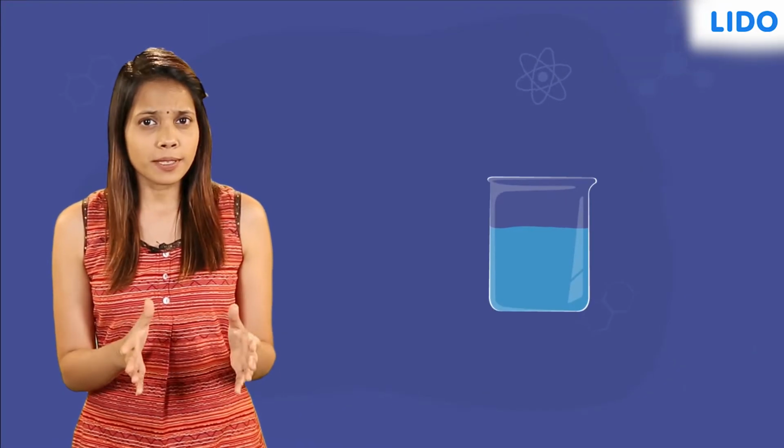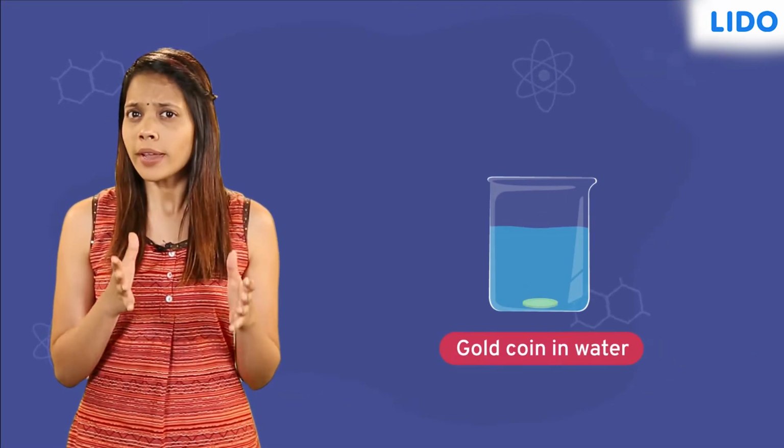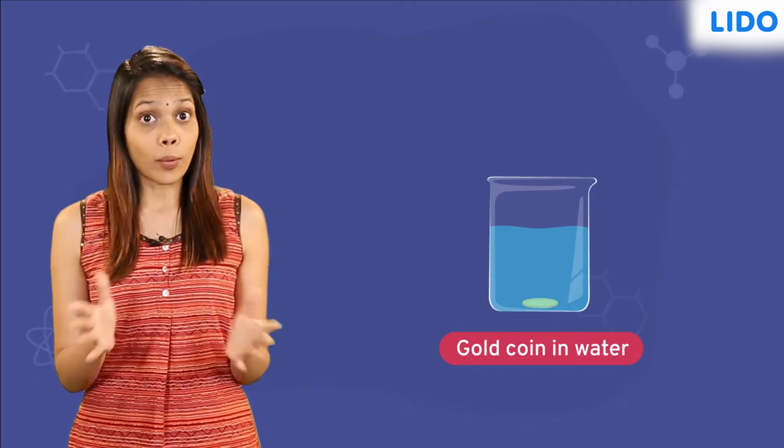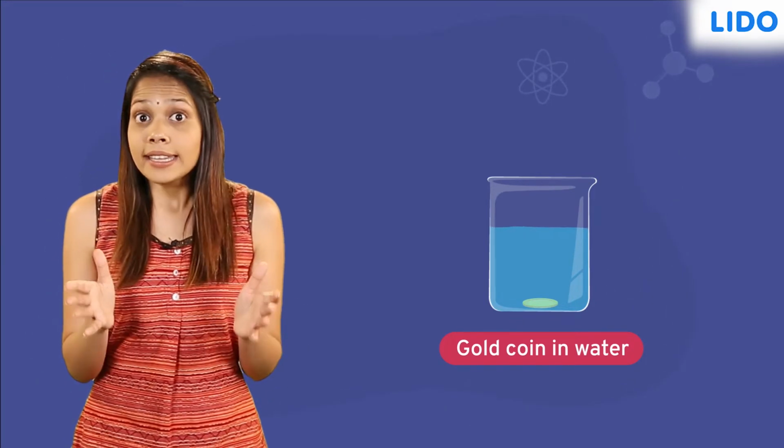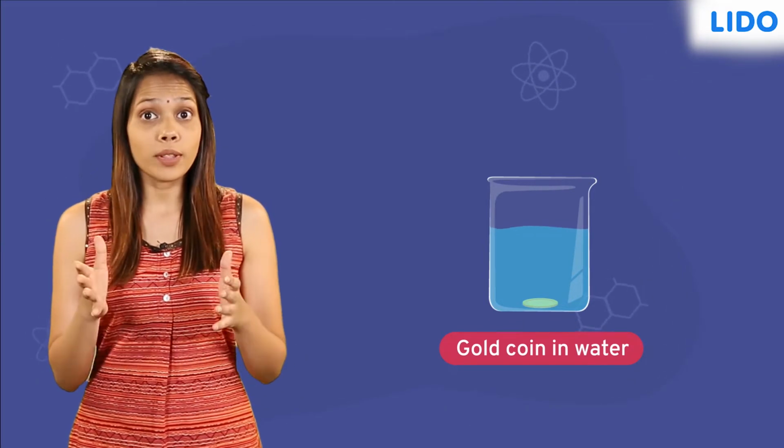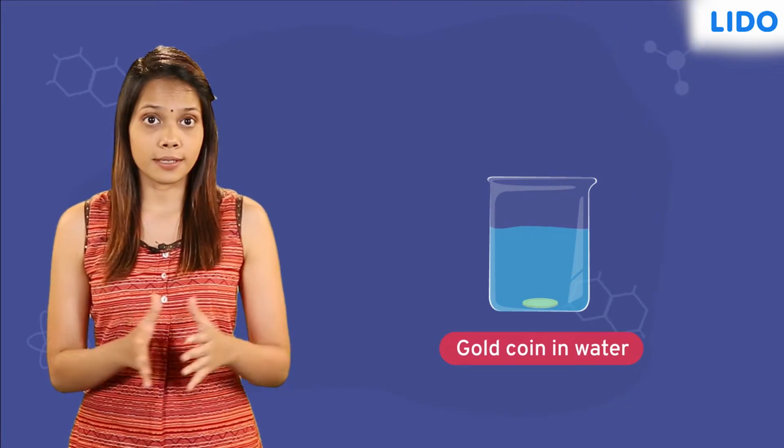But there are certain materials that instead of dissolving in water, react with it to form new substances. Here, we'll see how water reacts chemically with metals and non-metals to form new substances. Have you observed what happens to a gold coin when kept in water? Well, nothing happens. It neither dissolves nor reacts with water to form a new substance.